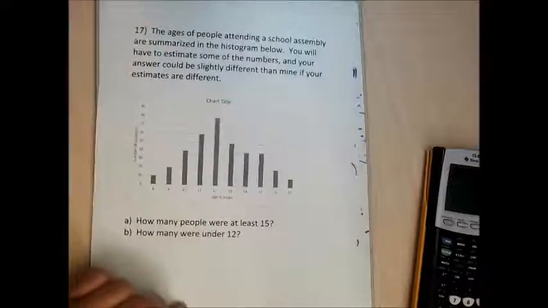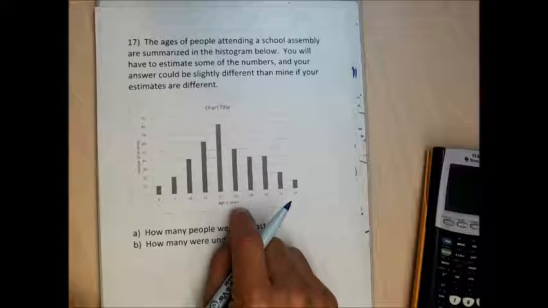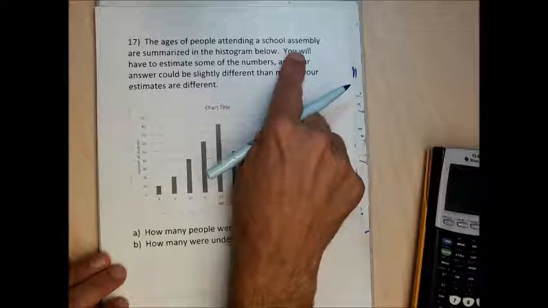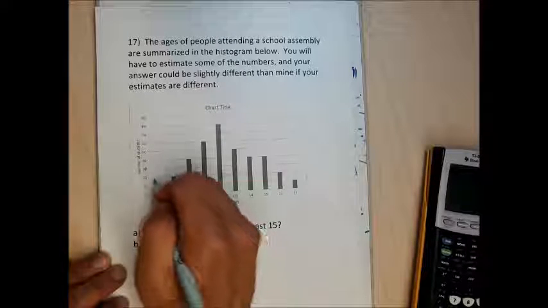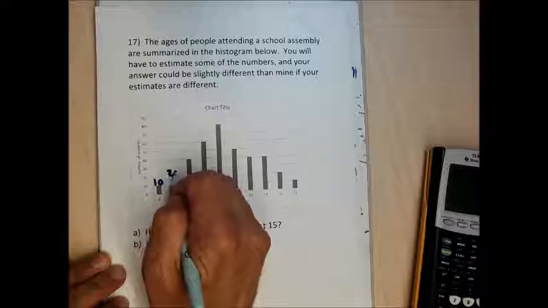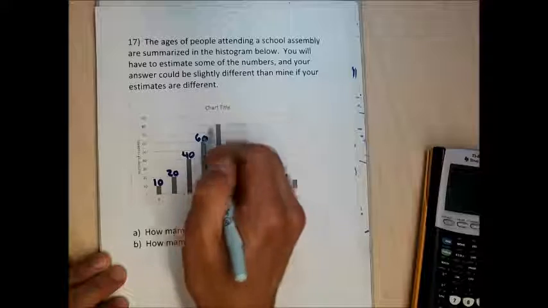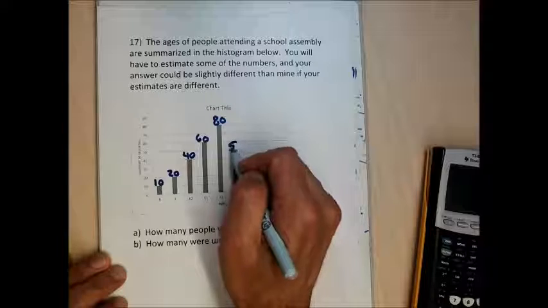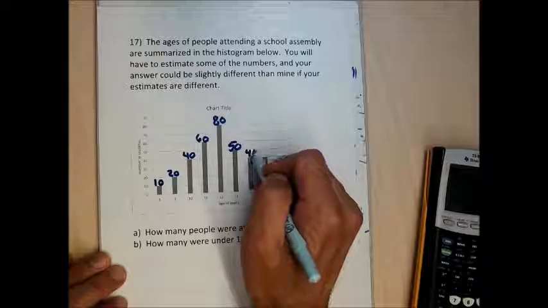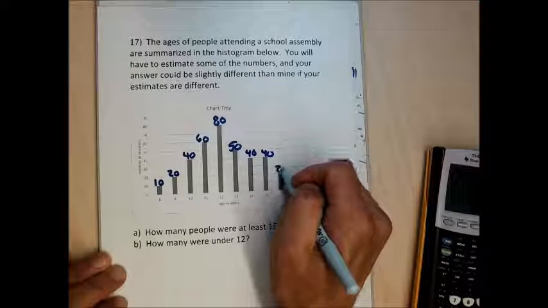When you go to do your problem 17, this graph shows the ages of people attending a high school assembly. So for some high school assembly, the ages of the students that were there were between 8 and 17. 10 students were 8 years old, 20 were 9, 40 were 10, 60 were 11, 80 was 12, 50 were 13. At a school assembly, not a high school, so that makes more sense. 40, 40, 20, and 10.